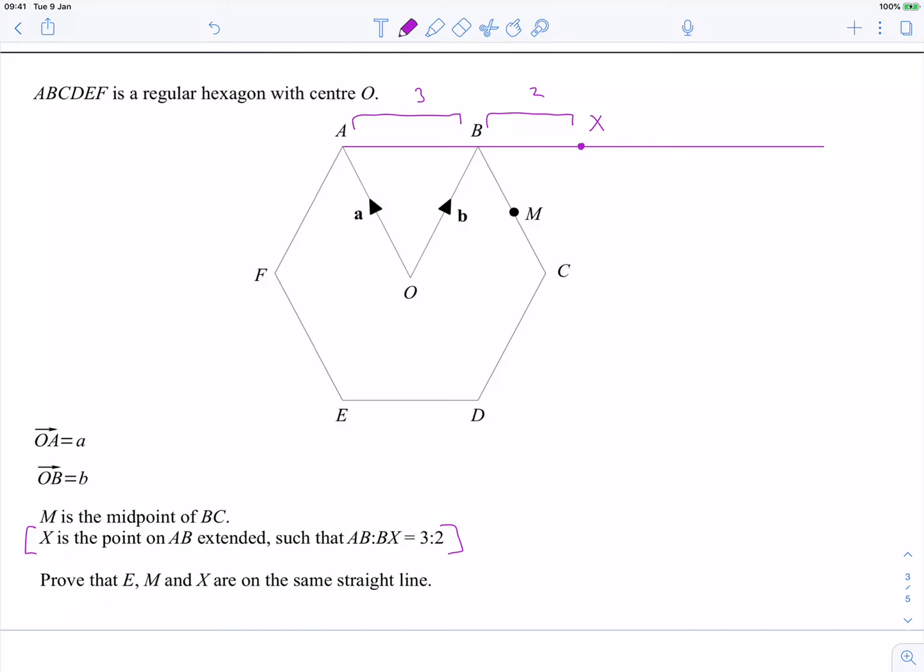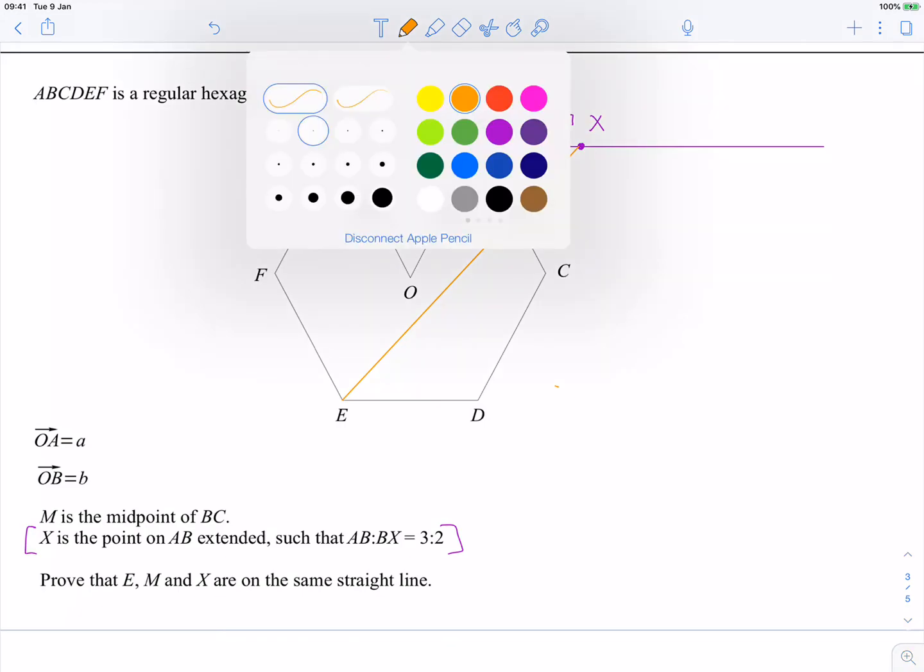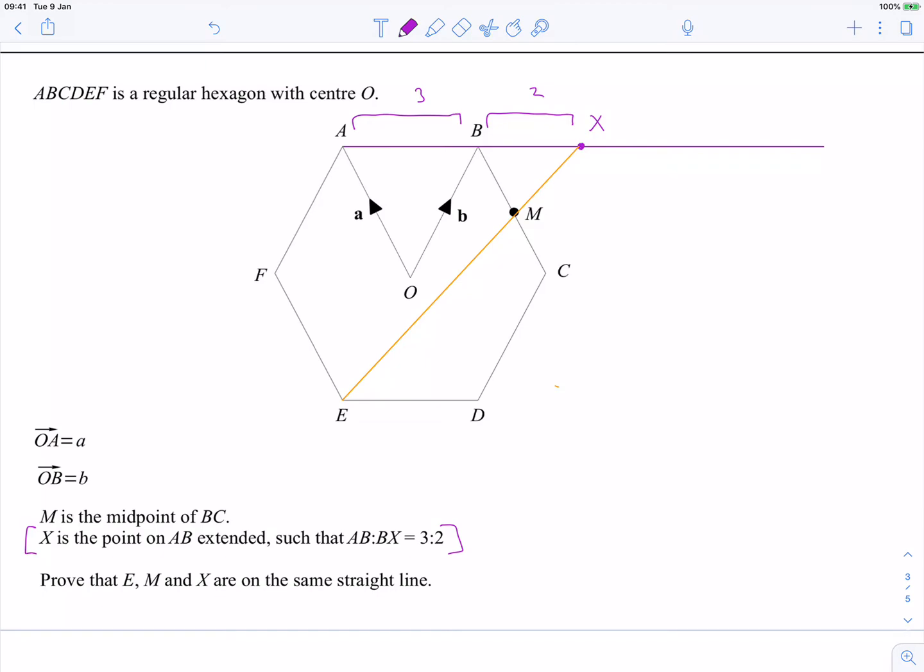Now apparently E, M, X are on a straight line. So if I draw a line from E through M through X, apparently that's a straight line. So I need to prove that that's the case. Just like before, if I've got things in parts, then if AX is the whole thing, that means A to B is 3/5 of A to X, and B to X is 2/5 of A to X. I can split it up into chunks.